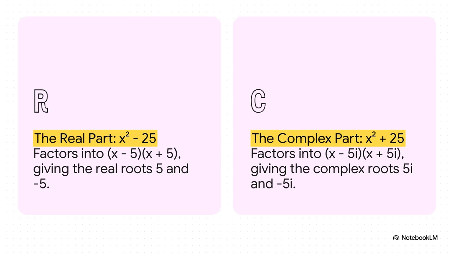If we subtract 25 from both sides, we get x squared equals negative 25. Now when we take the square root of both sides, we get x equals plus or minus the square root of negative 25. We can think of that as the square root of negative 1 times the square root of 25. And since we know the square root of negative 1 is i, and the square root of 25 is 5, our two complex roots are 5i and negative 5i. And look at that, a perfect conjugate pair just like the theorem predicted.